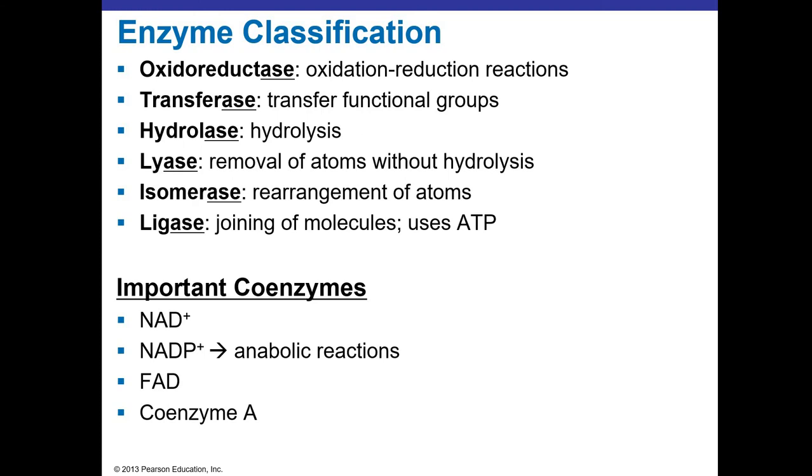Enzymes can usually be recognized by their ase ending. That usually is coupled with words that refer to what's happening in that reaction. So a transferase, for example, transfers functional groups. We're also going to look at the important coenzymes, as I said, NAD positive, FAD, and coenzyme A. Because we're not going to spend a lot of time on the anabolic building reactions, we're not going to talk about NADP, but it is an important coenzyme.